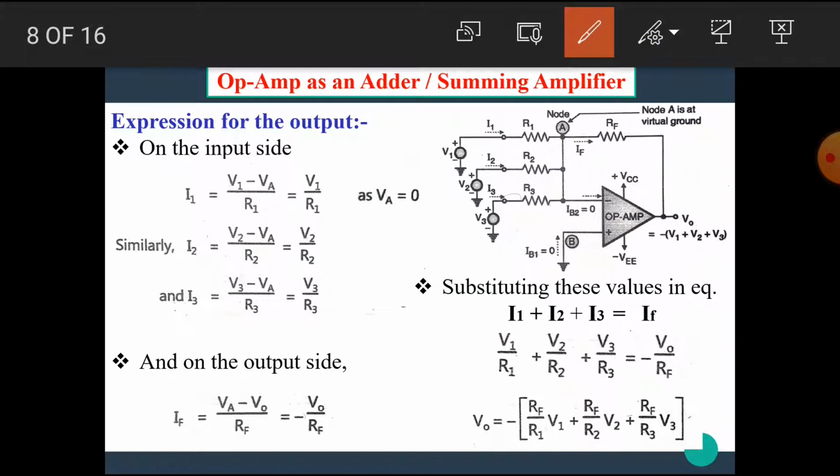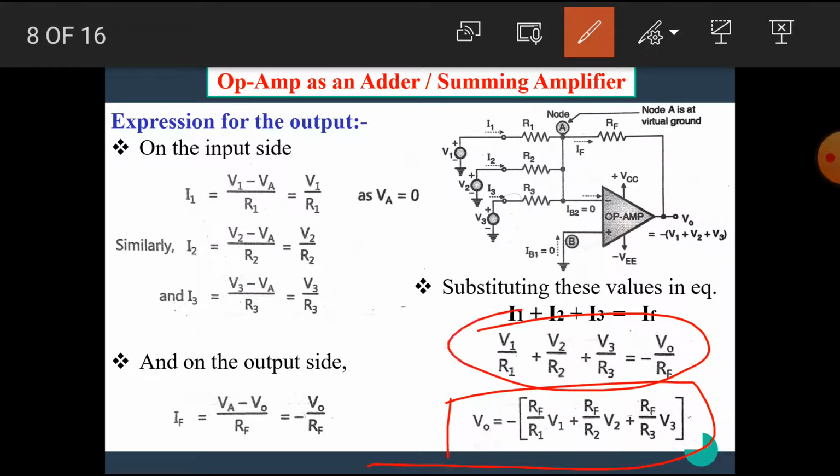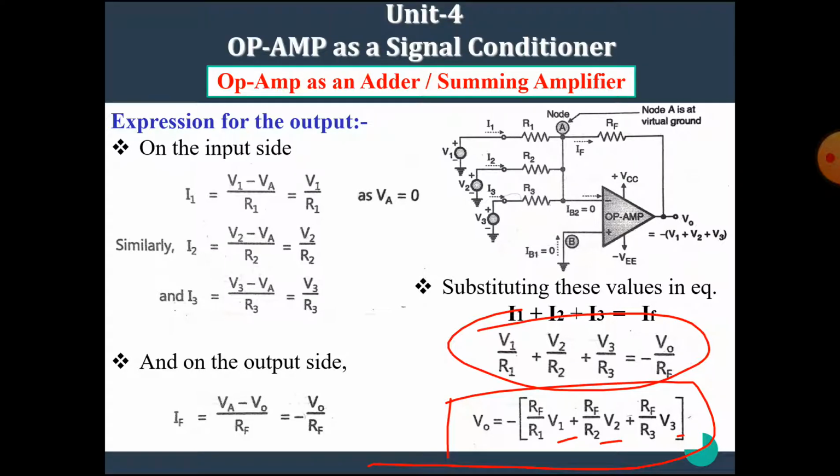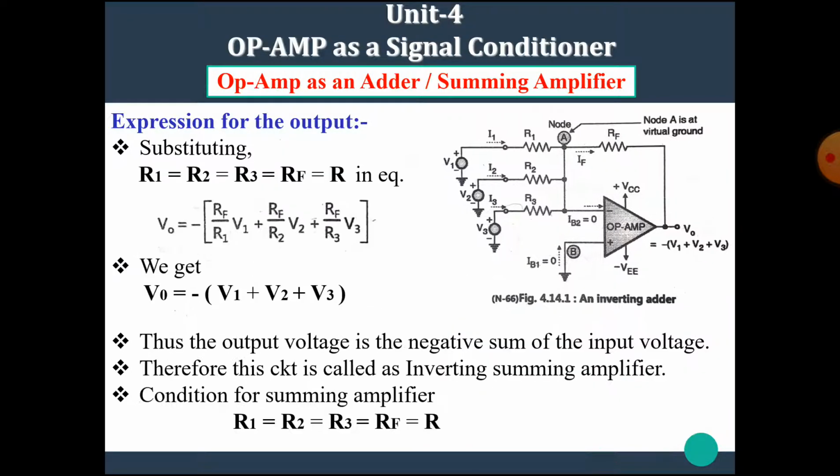That means if we simplify this equation, V1 upon R1 plus V2 upon R2 plus V3 upon R3 is equal to minus V0 upon RF, and rearranging this equation, we get V0 is equal to minus RF upon R1 into V1 plus RF upon R2 into V2 plus RF upon R3 into V3. I hope you all understand how we derive this equation.